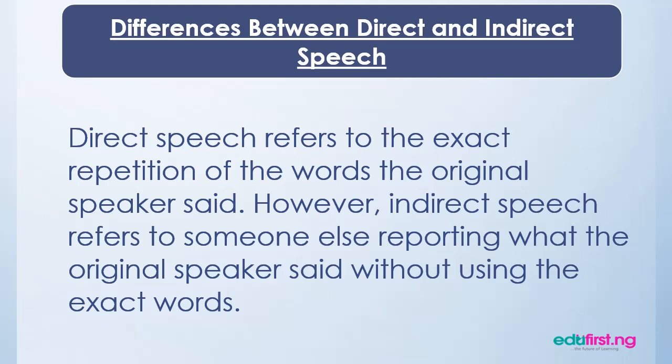Direct speech refers to the exact repetition of the words the original speaker said. However, indirect speech refers to someone else reporting what the original speaker said without using the exact words. Then, while writing direct speech, you use quotation marks or inverted commas to identify the exact words of the original speaker, while in indirect speech, you do not do that.